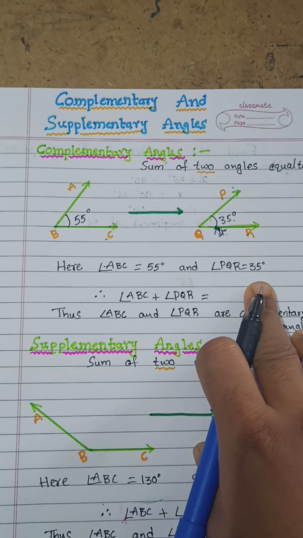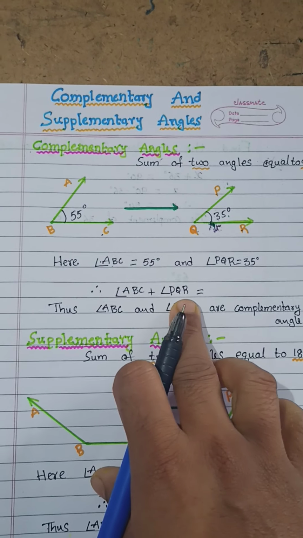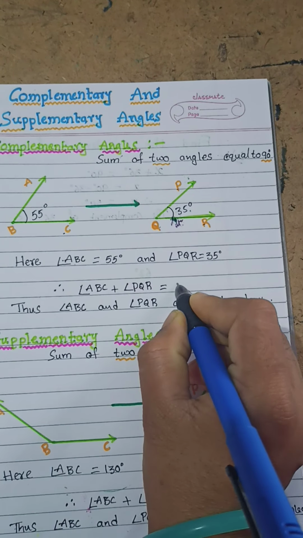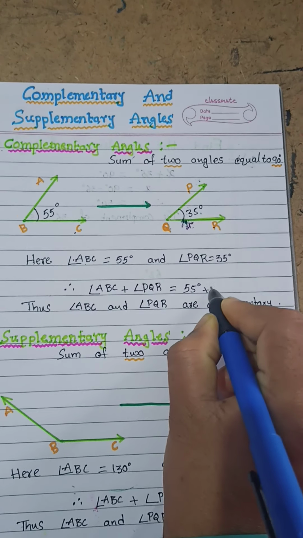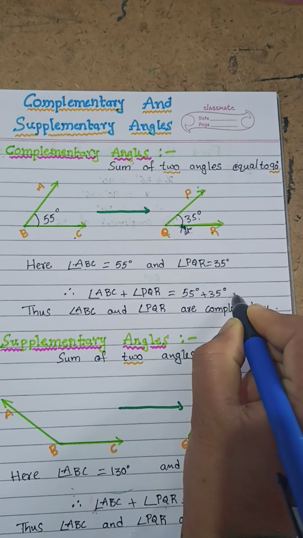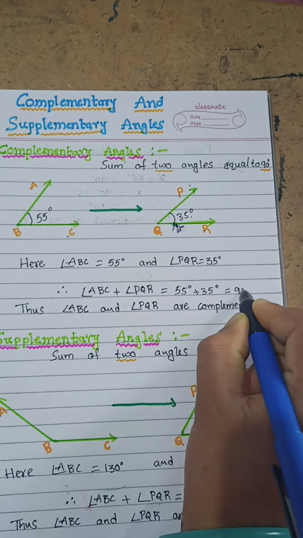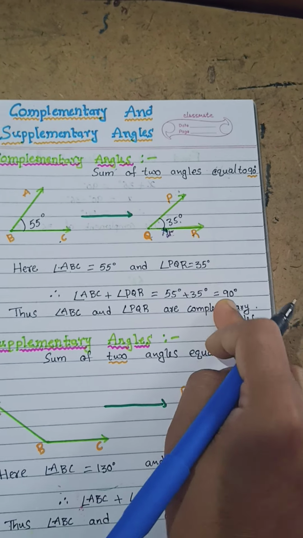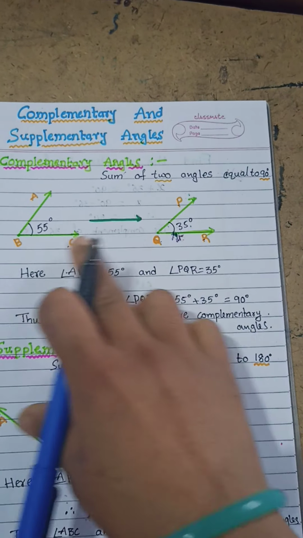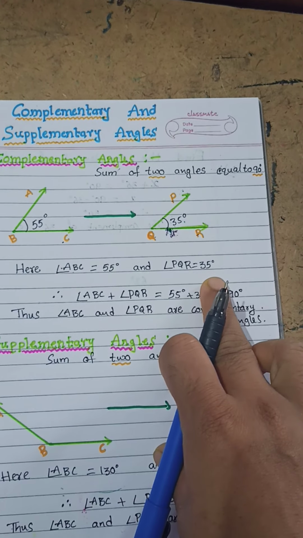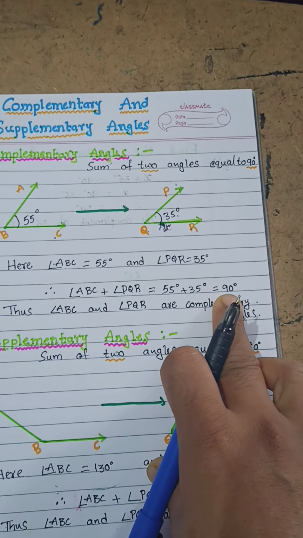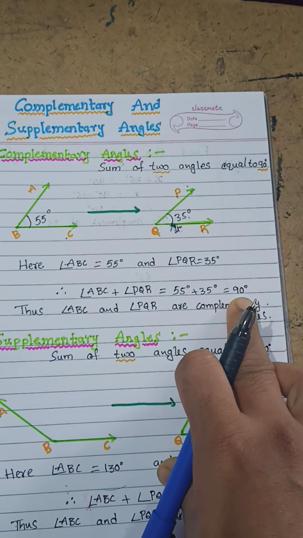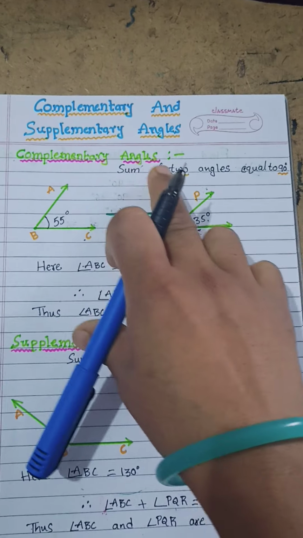Now let us add these two angles, angle ABC and angle PQR. Angle ABC plus angle PQR is equal to 55 degrees plus 35 degrees. 55 plus 35 is, how much is it? It is 90 degrees. So these angles ABC and PQR, 55 and 35, add up to 90 degrees. There is a special name for such angles which add up to 90 degrees. They are called complementary angles.